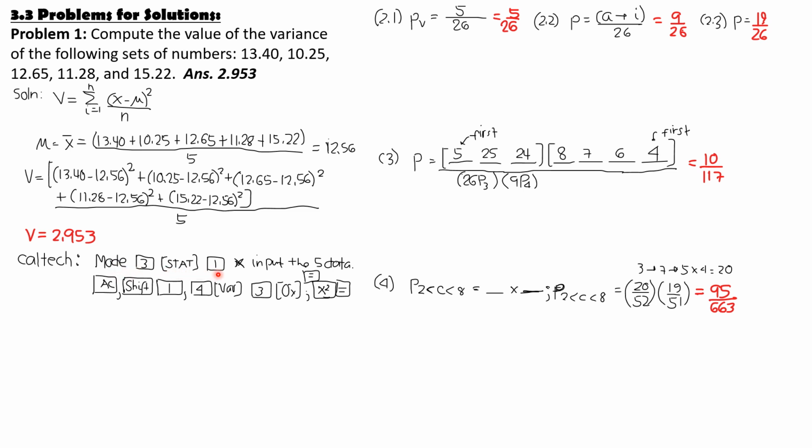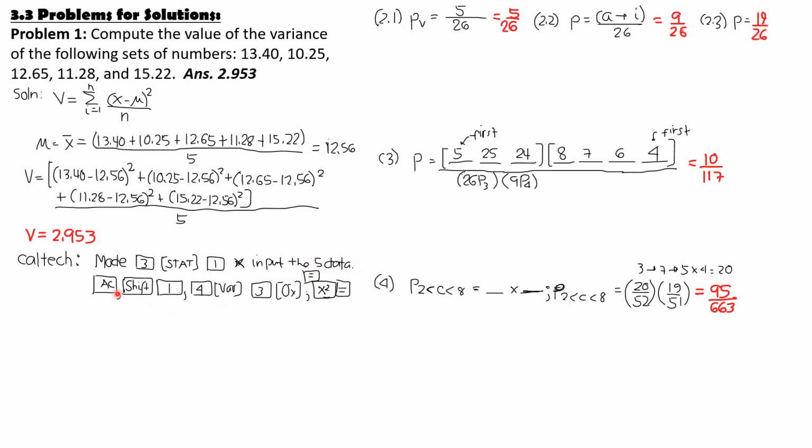As an alternate solution using the calculator technique, set your calculator in the statistics mode, 3, then press 1, then for the data set x, input this data set. So for example, 13.4 equals, 10.25 equals, until the fifth entry, which is 15.25 equals.